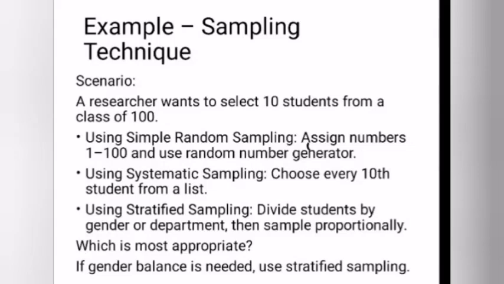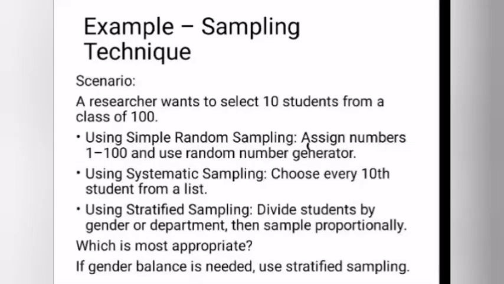Using stratified sampling, you can decide to divide the students by gender or department, then sample proportionally. So to make it fair, you divide the students into different departments. You have computer science, biological science, chemistry students. You just decide to pick one out of every department. So that's for stratified sampling.